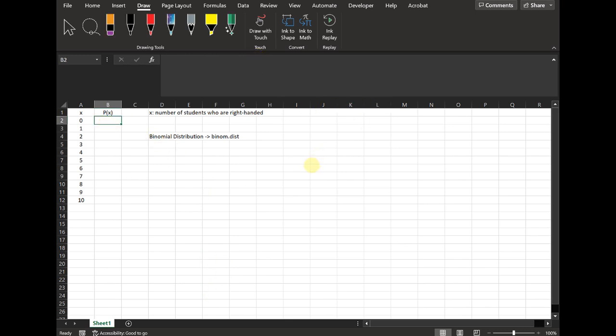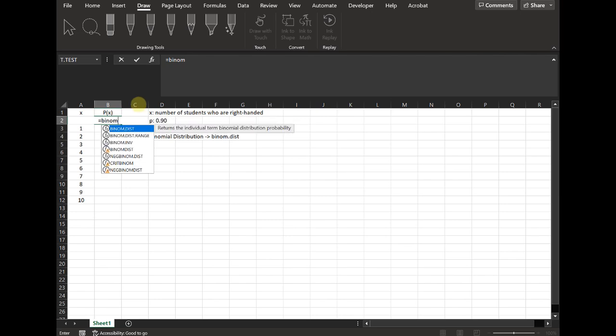The other thing that I need to know is the probability of success, i.e. the probability that you're right-handed, that's 0.9. Now let's go ahead and type in this function. I've got binom.dist. It's got the number s, the number of trials, the probability of s, and then cumulative. And cumulative in a distribution like this is always false.